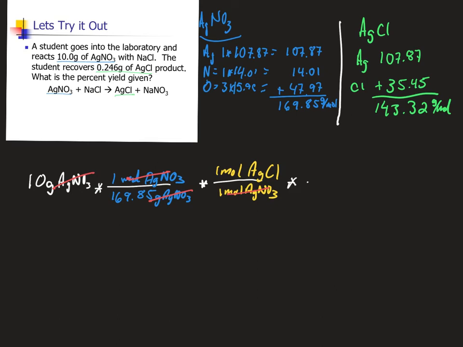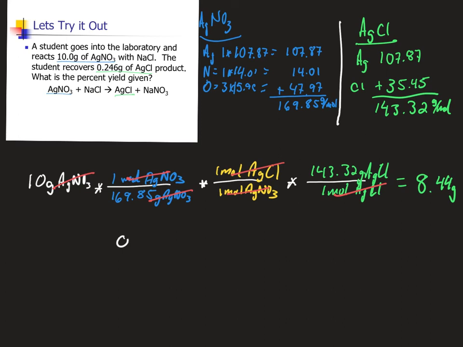I then convert back into grams, more specifically, the grams of my want, and that would be 143.32 grams of my silver chloride and 1 mole of silver chloride to cancel the moles out, and lo and behold, there's what we have. I then multiply across the top and then divide by my multiplication across the bottom to give me, in theory, I should have received 8.44 grams.